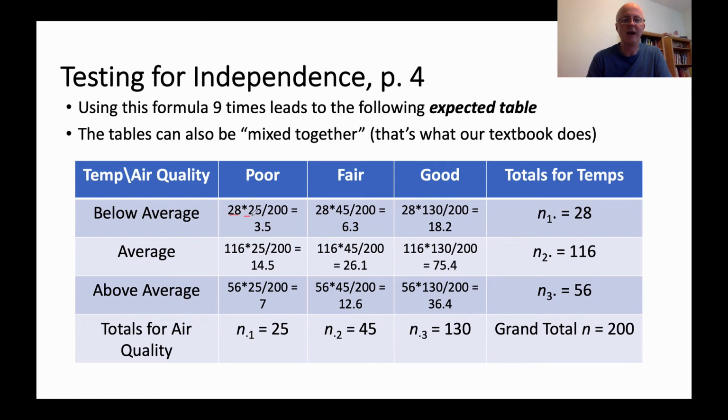28 times 25 divided by 200 is this row total times this column total divided by the grand total. And that turns out to be 3.5. Say this one, 116 times 45 over 200, that's this row total times this column total divided by the grand total. That turns out to be 26.1, etc. You can fill in all 9 of these spots in the main body of the table. It's a 3 times 3 table. 3 main rows, 3 main columns, if you exclude the labels in the total columns and rows.